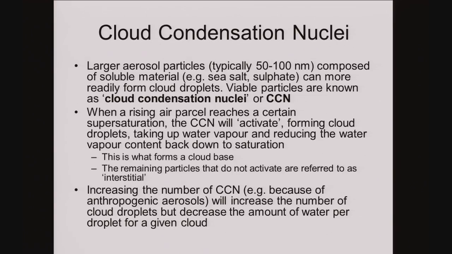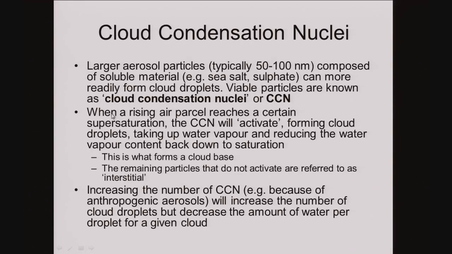So this is the slide about cloud condensation nuclei. This is kind of James's field, aerosols really. Turns out that it's the larger aerosol particles, which are typically in this size range, 50 to 100 nanometers, which are composed of soluble material, so for example sea salt or sulfate. They're more effective as cloud condensation nuclei. They can form cloud droplets more effectively. And they're known as cloud condensation nuclei, or CCN.